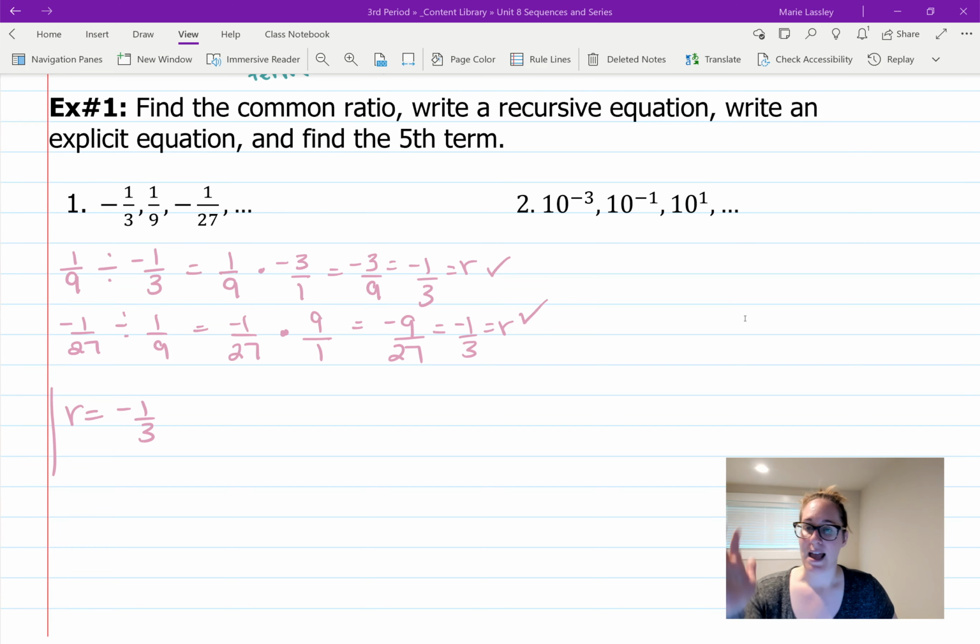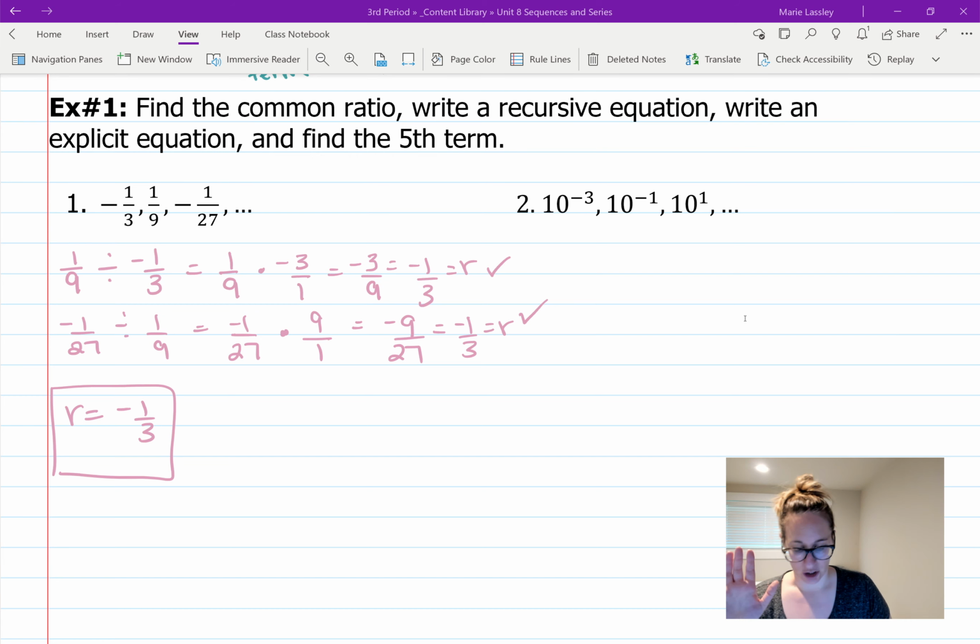If you're changing sign every other term, so look, we start with a negative, and then 1/9 is positive, and then 1/27 is back to negative, that means your common ratio has to be a negative number. That's the only way that you can change signs from one term to the next. If they're all negative, it's a positive number as your common ratio. If they're all positive, it's a positive number. But if you're alternating, that's an indication that you have a negative common ratio. So look out for that.